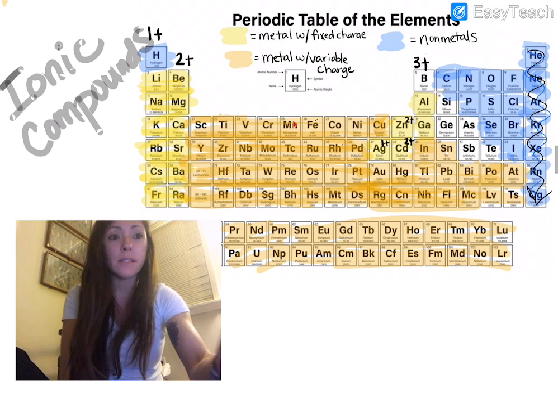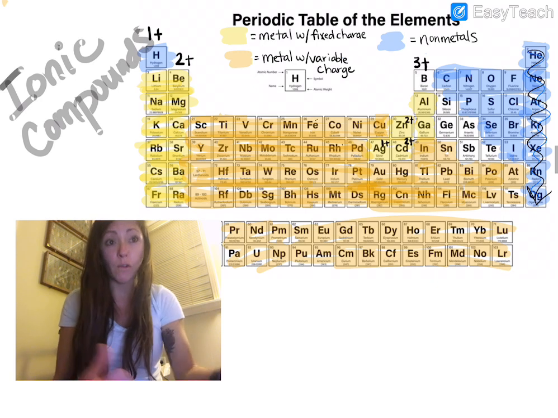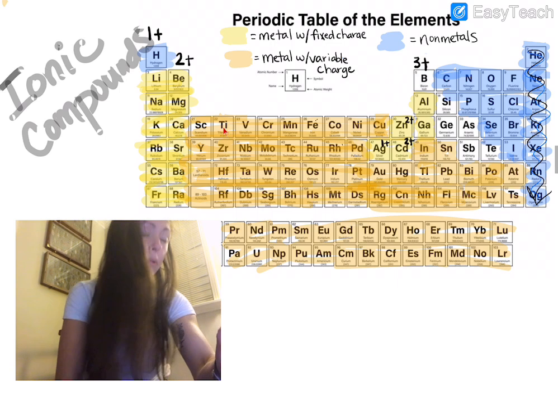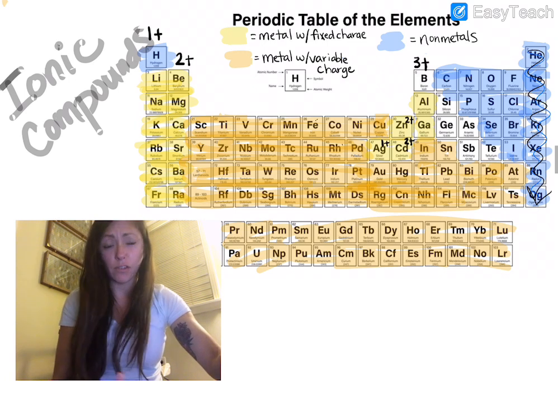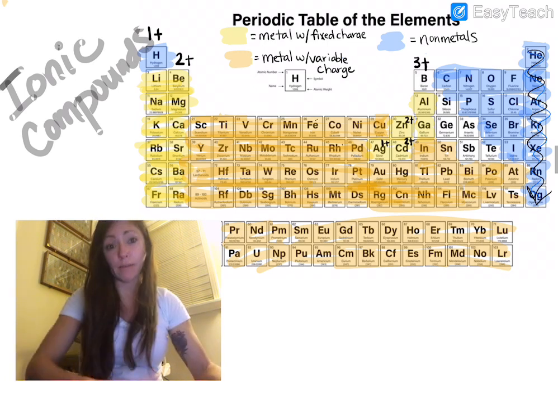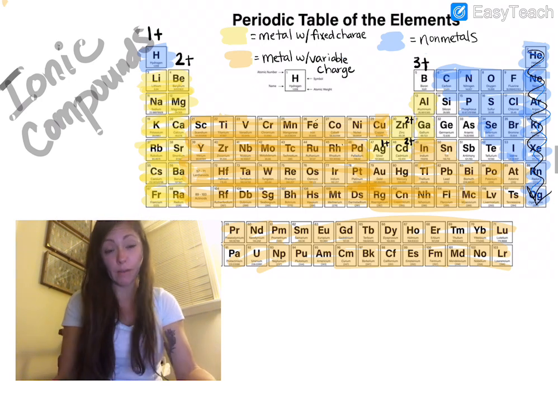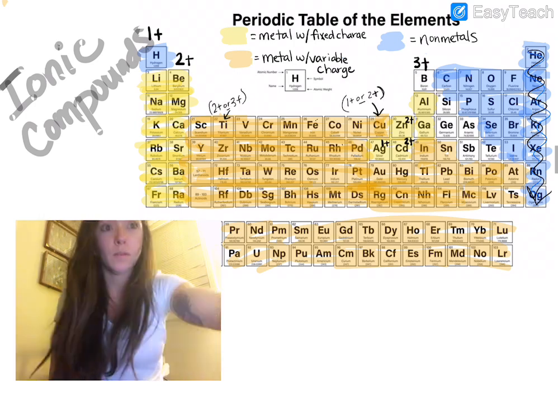Now, this section, anything that you see in orange, these are metals that have variable charges. For instance, take the element titanium. Titanium has multiple states of valence electrons, meaning that sometimes it might have 2 valence electrons, sometimes it might have 1 valence electron, okay? So let me show you what that looks like.